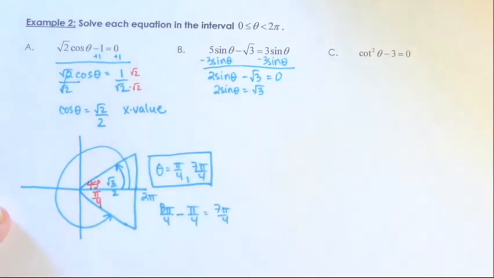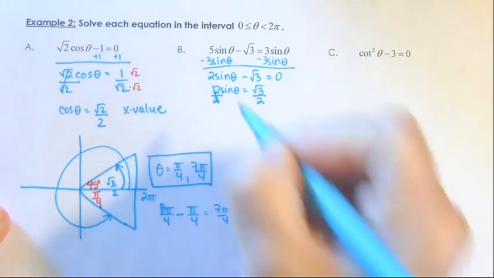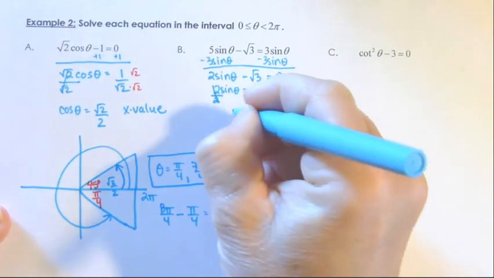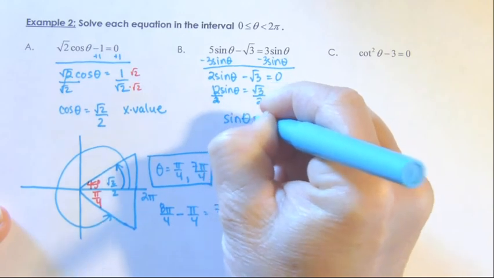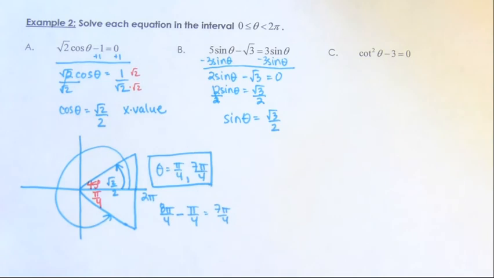Hopefully I didn't skip too many steps there for you guys. And now I'm going to divide both sides by 2. So I've got sine by itself. Sine theta is equal to radical 3 over 2. I'm going to have to start writing smaller. I'm running out of room here.